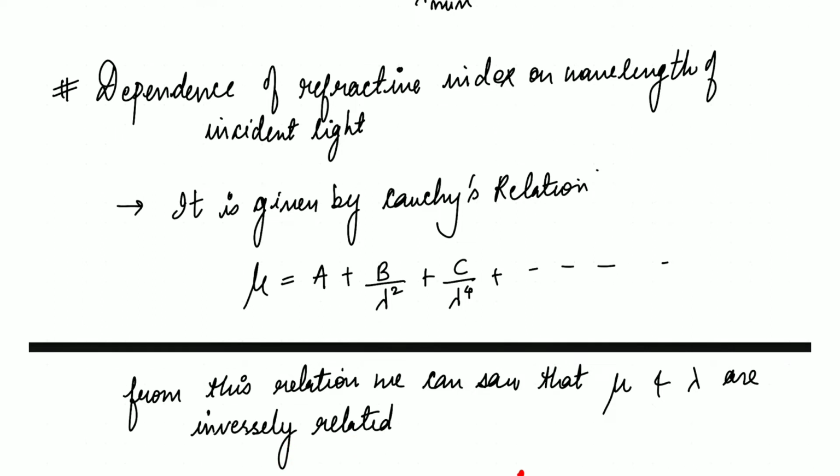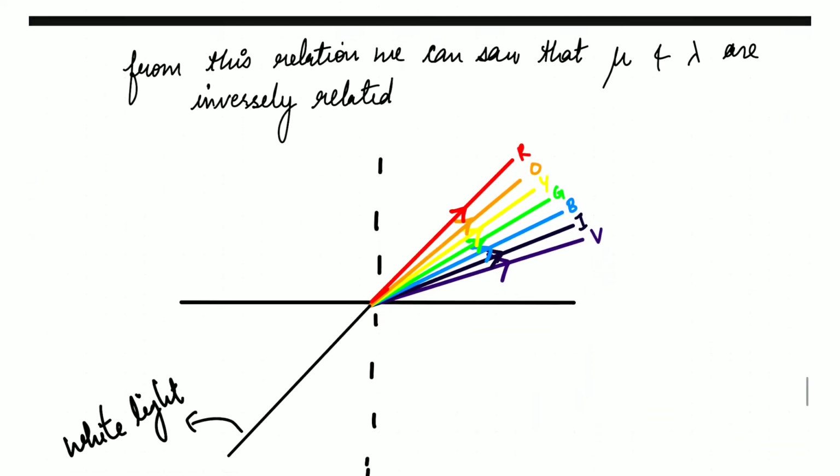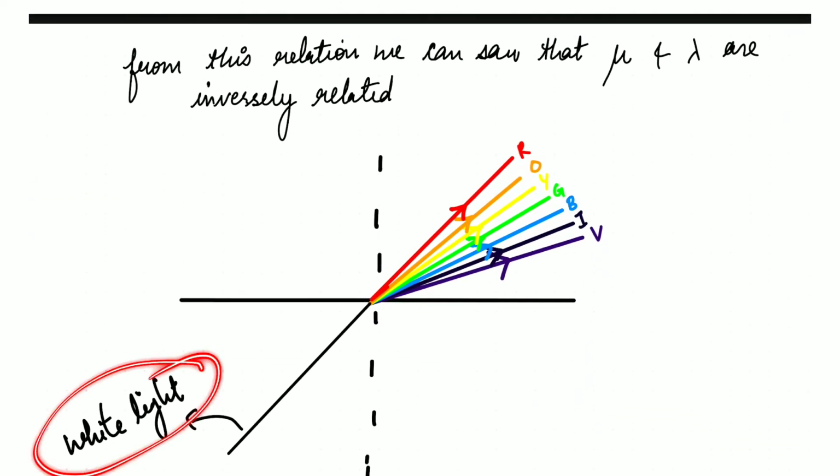So if it is inversely related, I can simply make a diagram to help you understand what this means. Let's say I have a white light, which is made up of all these 7 different bands. Imagine this is my denser medium, and this is my rarer medium.